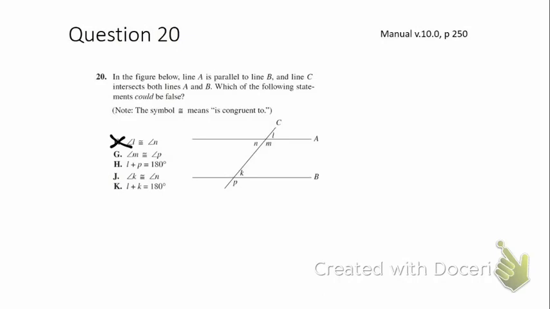M is congruent to P. Both of those are the bigger angles, so they have to be congruent. L plus P equals 180. That's the small plus the big, so it has to add up to 180. K is congruent to N. K and N are both the smaller angles, so that has to be true. L plus K equals 180. That's the small plus the small. That is not necessarily true, that it has to add up to 180, so that is actually the correct answer.